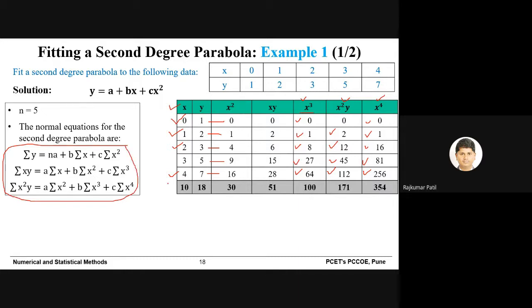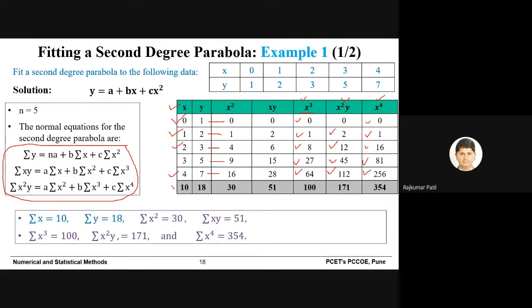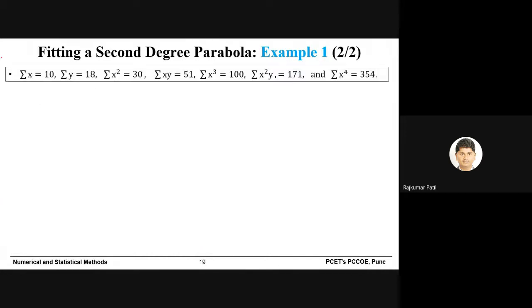that you will get all the values of the unknowns, that is, summation x is equal to 10, summation y is equal to 18, summation x square is equal to 30, summation xy is 51, summation x cube is 100, summation x square y is 171, and summation x raised to 4 is 354. So now you have all the values and you can put them in the normal equations. So I'm just repeating the values here.